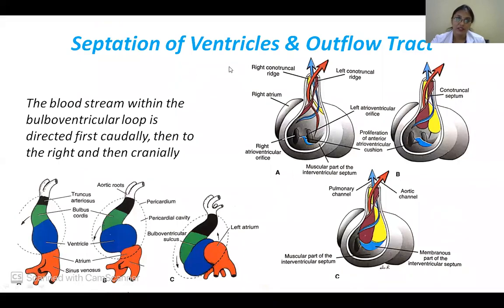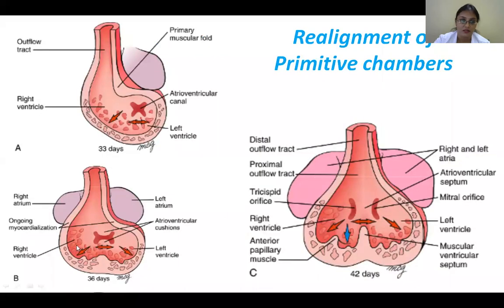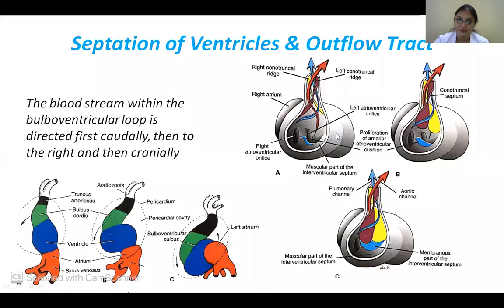Then, septation of ventricles and outflow tract. I told you these two are related to each other. Just look at this diagram, this part here. This is the left ventricle, and this is your right ventricle. We are looking from the side, so we've cut open the right ventricle and are looking at it. The left chamber expanded, and this side also, right. This is the bulbus cordis.